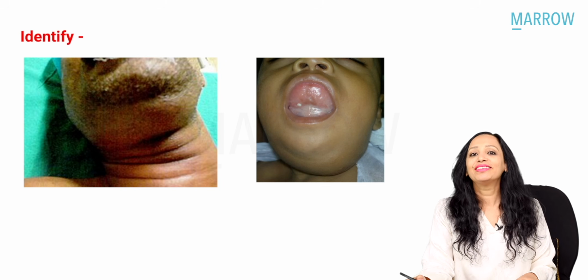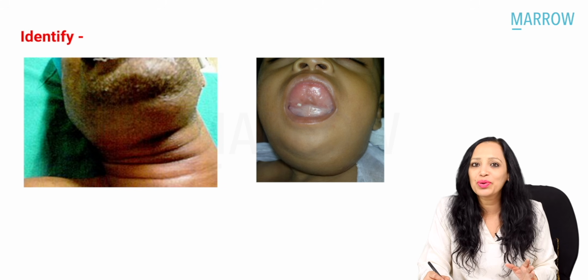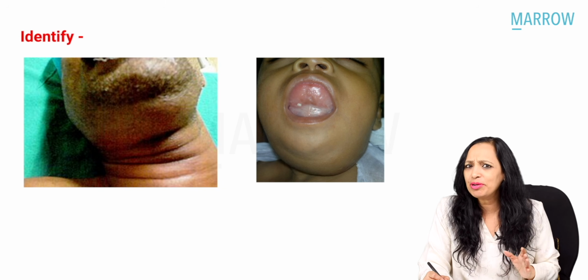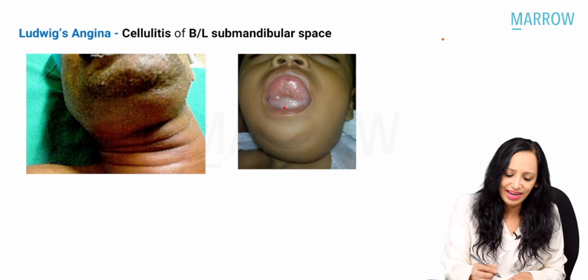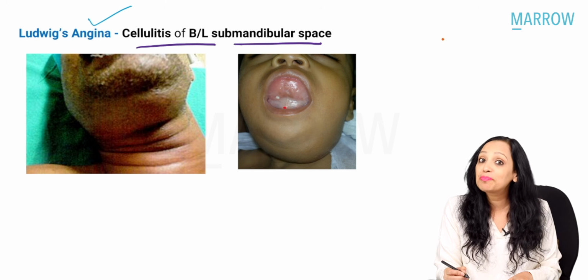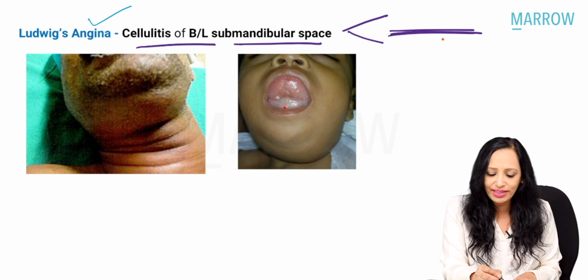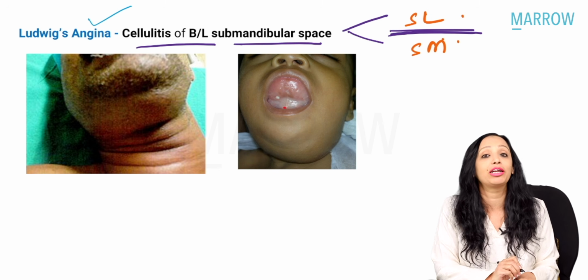So the next question, identify, what is this? Very good, this is Ludwig's angina. What is Ludwig's angina? Is it cellulitis or abscess? Cellulitis of submandibular space, unilateral, bilateral? Bilateral. Yes, so Ludwig's angina is a cellulitis of bilateral submandibular space, and the submandibular space is divided by the mylohyoid into above, the sublingual compartment, and below, the submaxillary or the submandibular compartment.